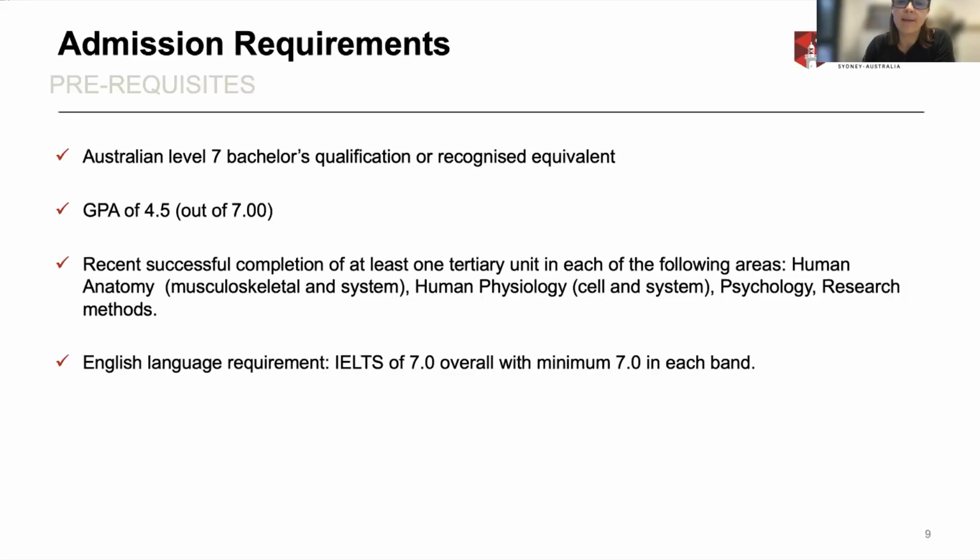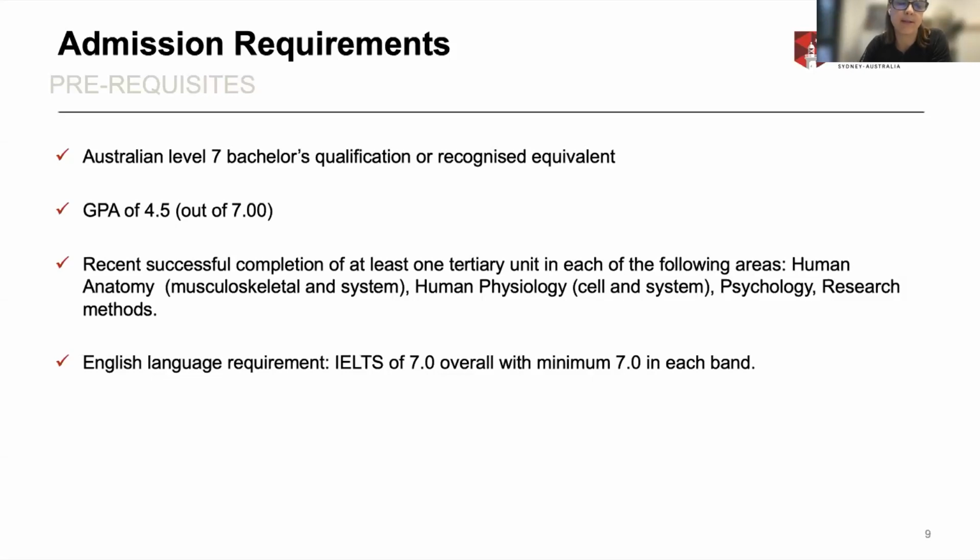So the admission requirements: it is a competitive process to get into the Doctor of Physiotherapy. You need to have an Australian level 7 bachelor's qualification or recognised equivalent. You don't have to have come through Macquarie University, and you don't have to have done a particular undergraduate degree in order to come into the Doctor of Physiotherapy. But what we do have are tertiary units in the following areas, and you can see that we've got human anatomy and human physiology and some psychology methods that need to be met.